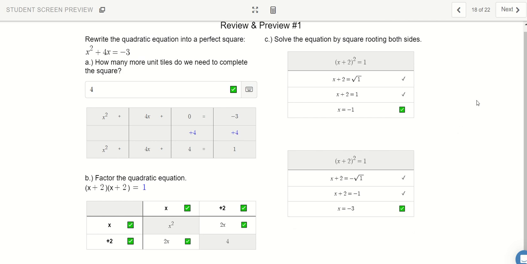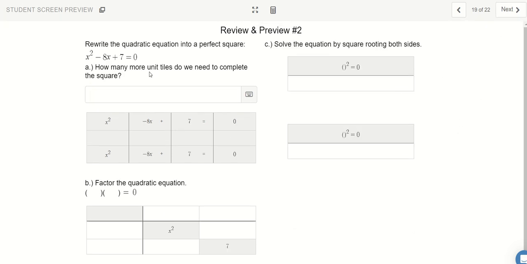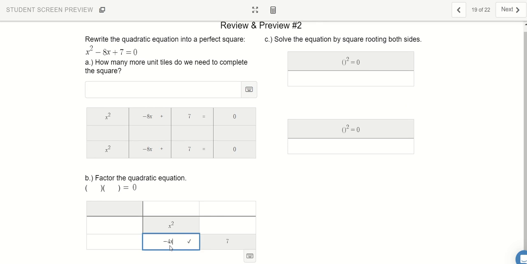All right, moving on to the next. Here we're again completing the square. Negative 8x, half of it goes here. The other half goes here. All right, and we're going to have a 4 by 4 section. How many unit tiles are we going to need? So again, for a 4 by 4 section, we're going to need 16. 4 times 4 is 16.